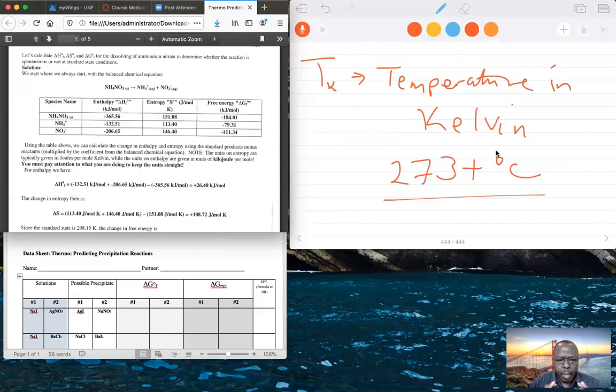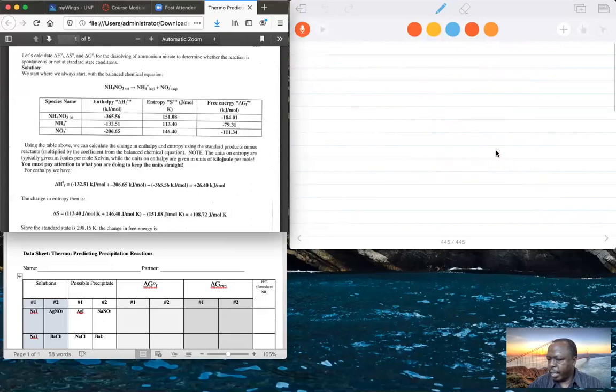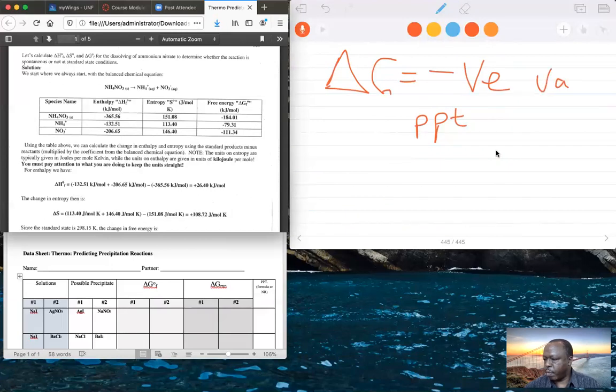So when we plug in the numerical values, we get the value for the change in free Gibbs energy. If it is a negative value, then precipitation will take place. If you end up with a negative value, you conclude that precipitation will take place.